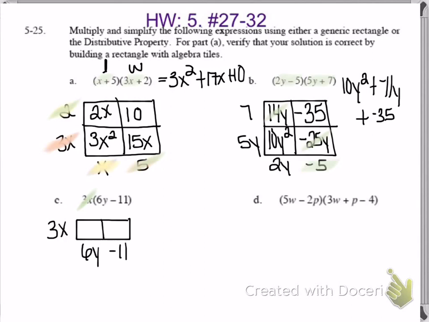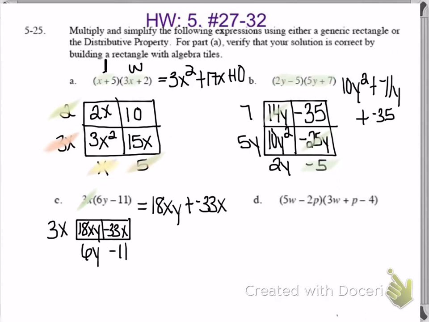But I'm just going to go ahead and start multiplying, just like what I did in letters A and B. So 3x times 6y, that's 18xy. And 3x times -11 is -33x. Again, I cannot leave my answer in the generic rectangle. I do have to write it as a sum. 18xy plus -33x.